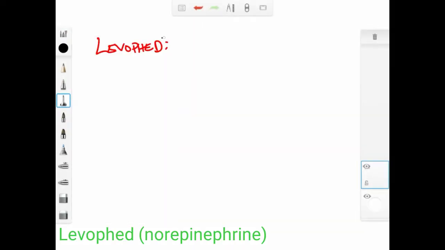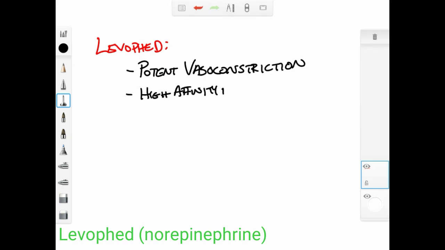All right, Levophed. Let's talk about Levophed. It is a very potent vasoconstrictor, which is good. We want that increased mean arterial pressure. It has a high affinity for alpha receptor sites, so that's why we result in vasoconstriction.